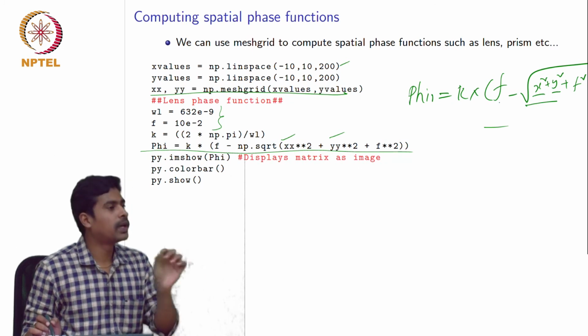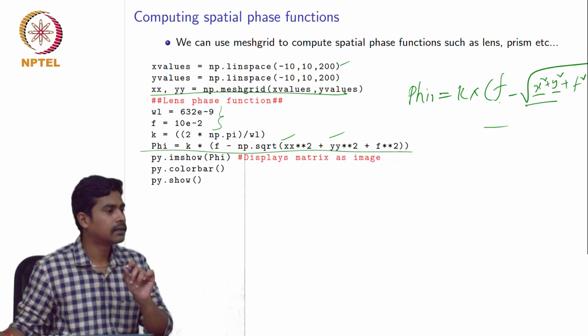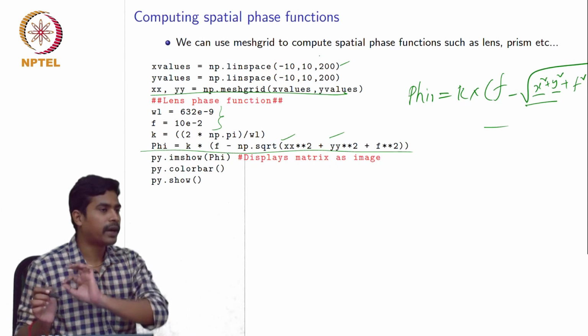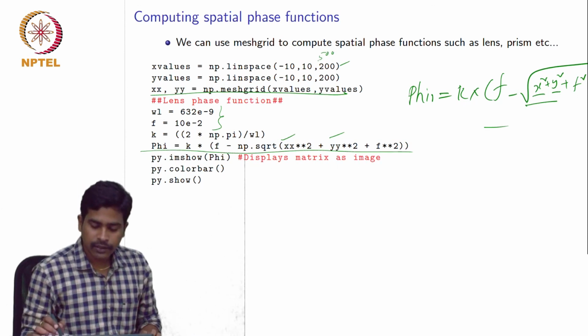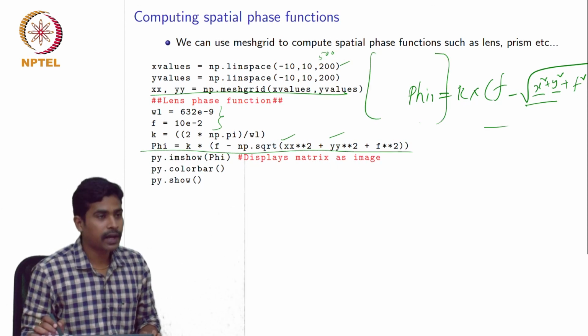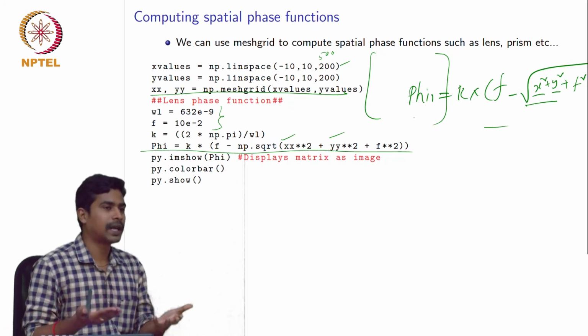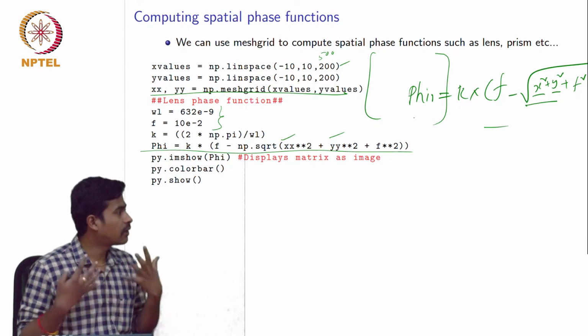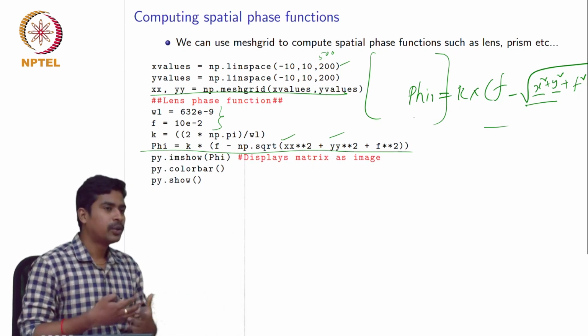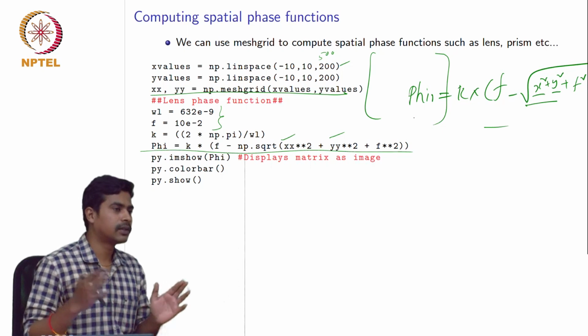Yeah, here we have taken 200 points between minus 10 and 10, like minus 10, minus 9.9 and so on. So you can increase it to 500. If you increase it to 500, you will have a 500 by 500 matrix to represent your lens. So if you want to represent the phase of a lens very accurately, you take more points, like 1000 by 1000.